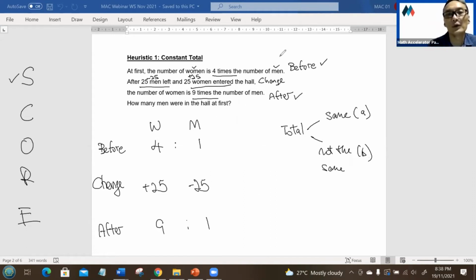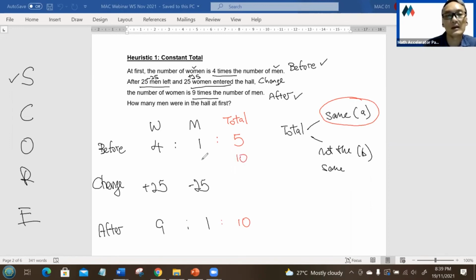Most of you would know that the total remains the same, because if you plus 25, then you minus 25 subsequently, the number remains the same. So we have the total here. The total here will be equivalent to 5 units, and here will be equivalent to 10 units. Now, in order to solve this, we have to make the total the same, because the total is referring to the same number. So we change this into 10 units.